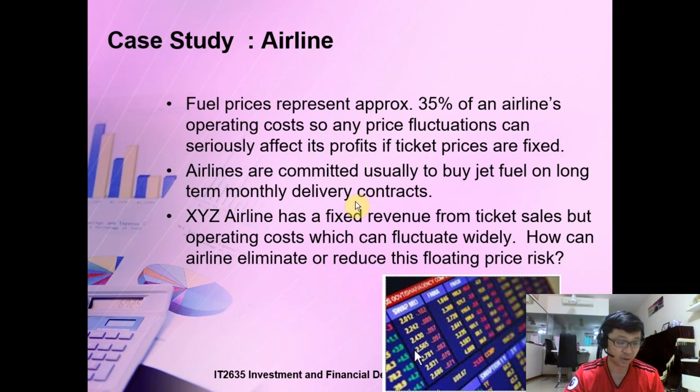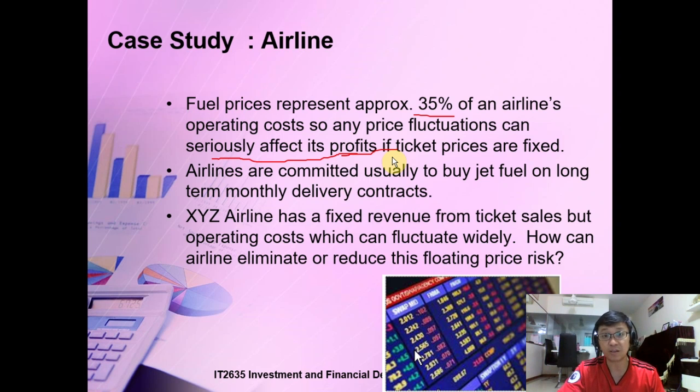So let's take a look at one simple example on the airline. We did talk about this airline industry before. The airline basically uses a lot of fuel. The fuel can cost up to 35% of the airline operating cost. Can you imagine, to fly a plane, 35% goes to paying for the petrol? So it's very important to hedge this petroleum price, because every time the price fluctuates, it can seriously impact the bottom line of the airline industries.